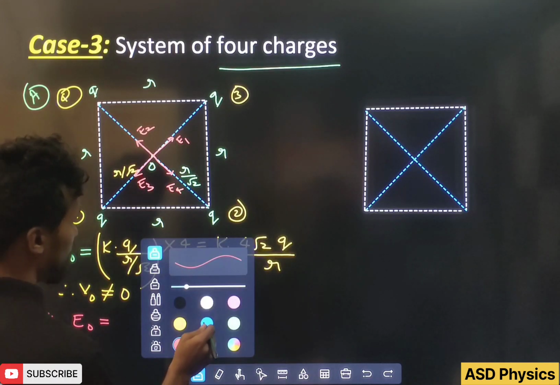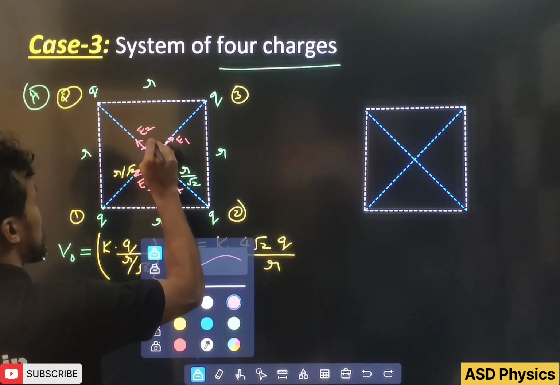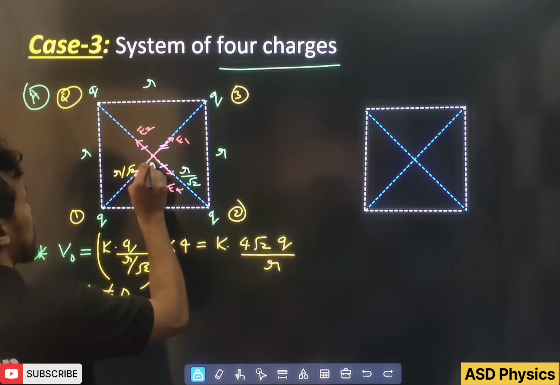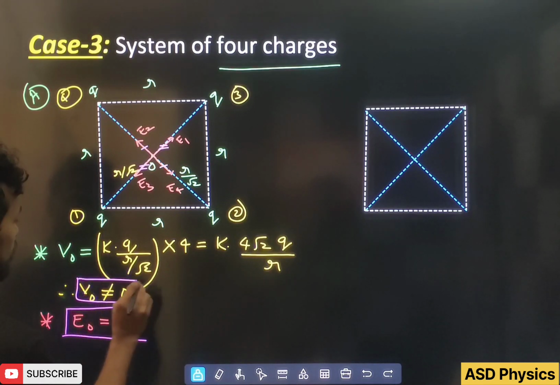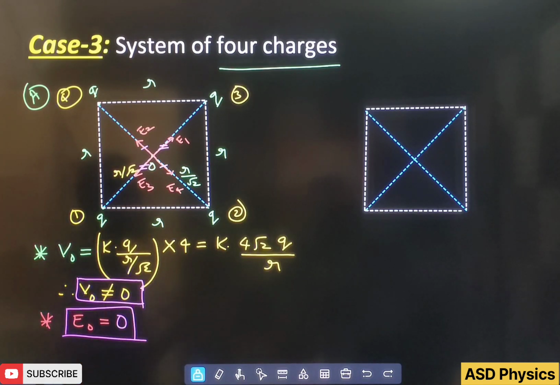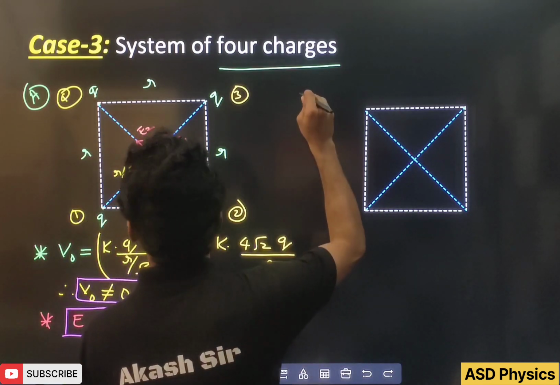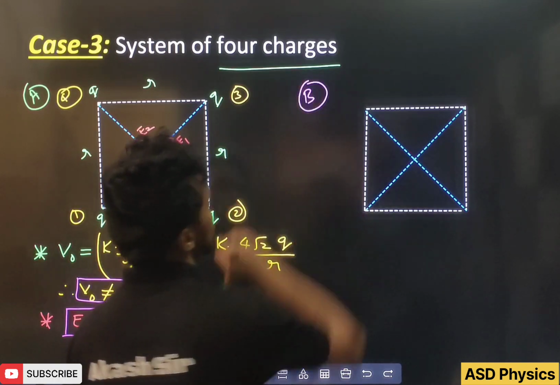So what will happen here? All these electric fields will cancel out here. This will be cancelled by this one. This will be cancelled by this one. That means the resultant electric field at point O, how much? 0. Potential is not 0, but electric field is 0. Good. Now students, next one, situation B.